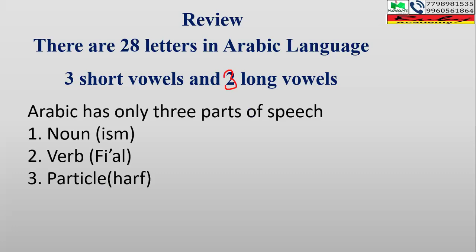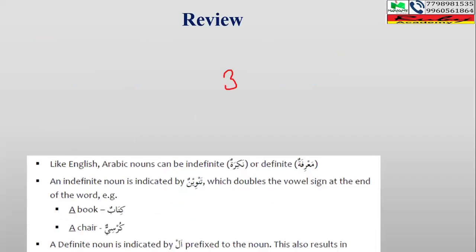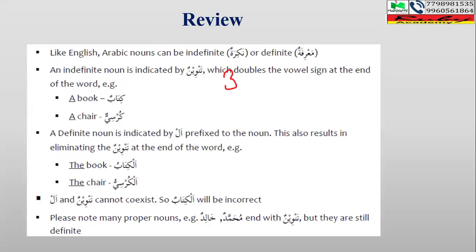Then we have learned that Arabic has only 3 parts of speech: noun, ism; verb, fi'l; and particle, harf. Then we started noun, which has Ismul Jins and Ismul Alam. Ismul Jins means common noun. Again, it has 2 types.